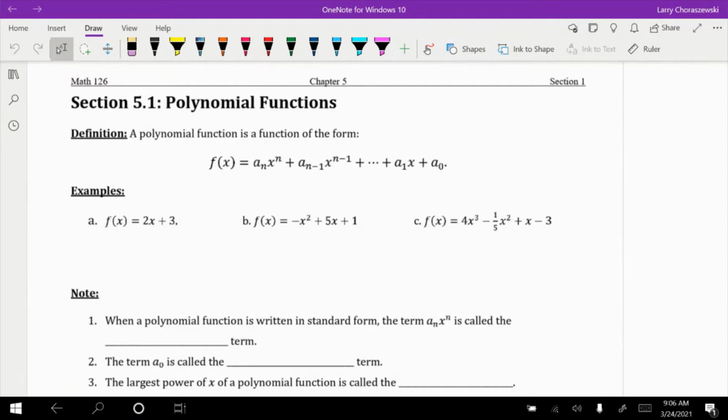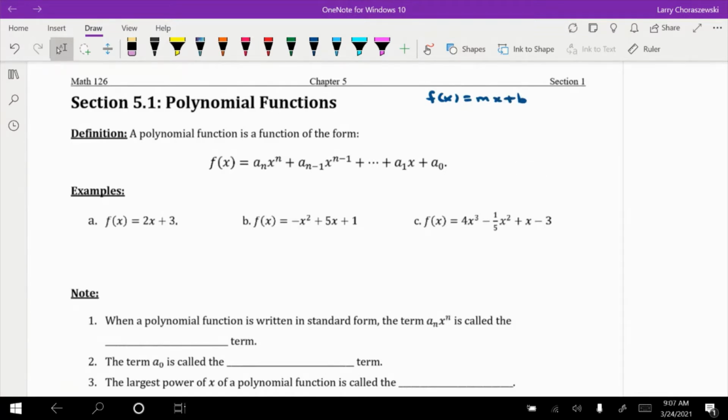Polynomial functions. We are basically adding more terms into functions that we've already worked with. For example, we saw linear functions, the first section of chapter 4. Their format was f of x equals mx plus b.